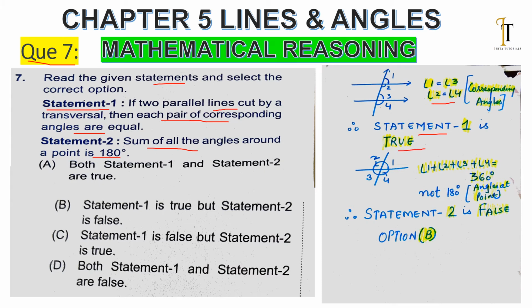Now, let's check statement 2. Here, they have given the sum of all the angles around a point is 180 degrees. No, it's always equal to 360 degrees. Therefore, statement 2 is false. Now, after checking all the options, option B will be your correct answer.